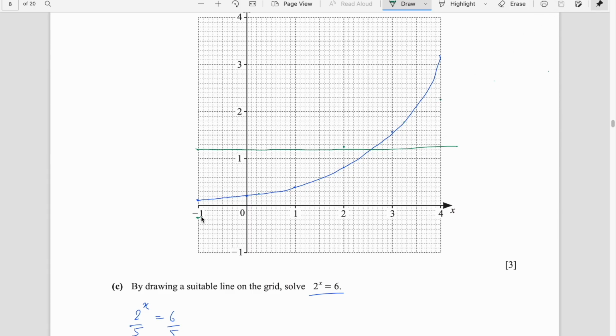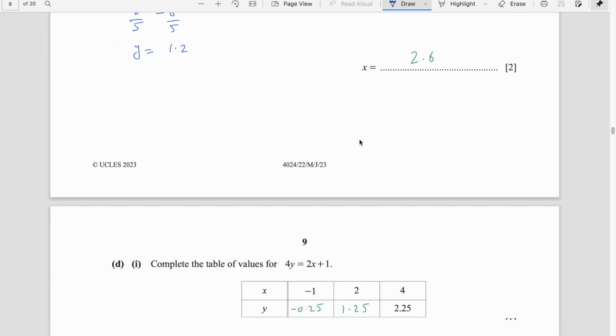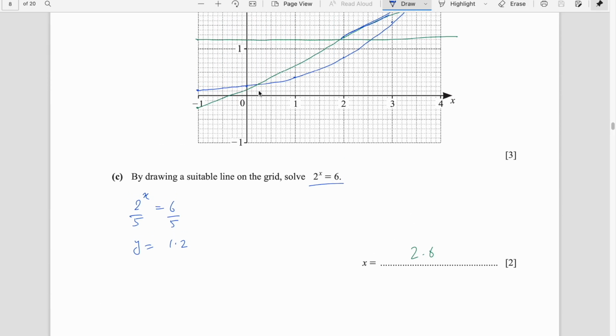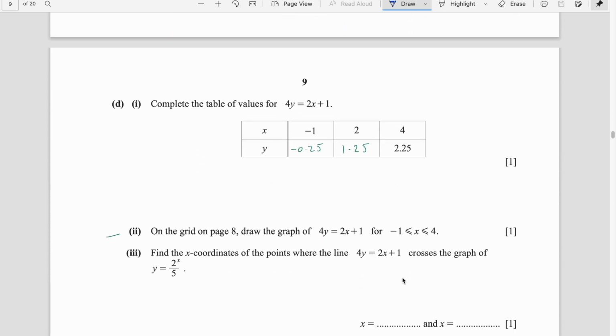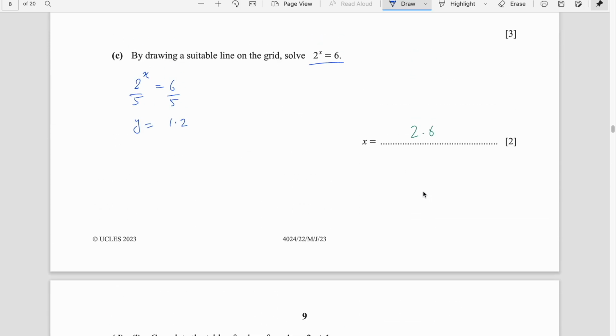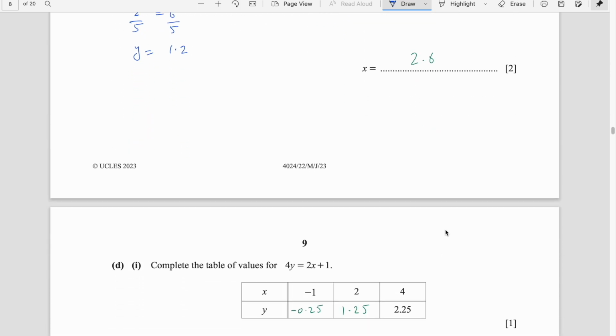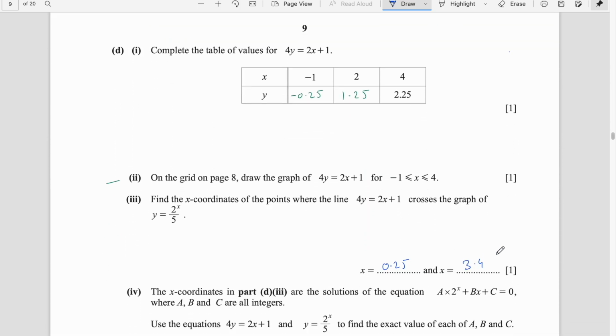Drawing a straight line, bear with me, this would be easier to draw on page. Oh, that's not a straight line, so it would be much easier to draw on the page with scale and pencil. So it says find where it crosses the x-axis. So one is 0.25, and the other one intersects at 3.4.